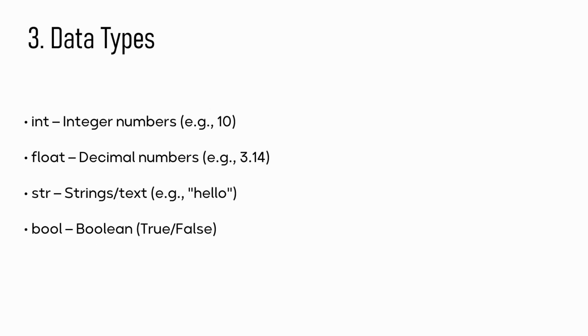Data types. Python supports several basic data types. The most common ones you'll use are integers for whole numbers, floats for decimal numbers, strings for text, and booleans for true or false values. These types are essential to understand because they determine what you can do with a variable. For example, you can't add a number to a string directly. You'd have to convert it first. We'll talk about that next.